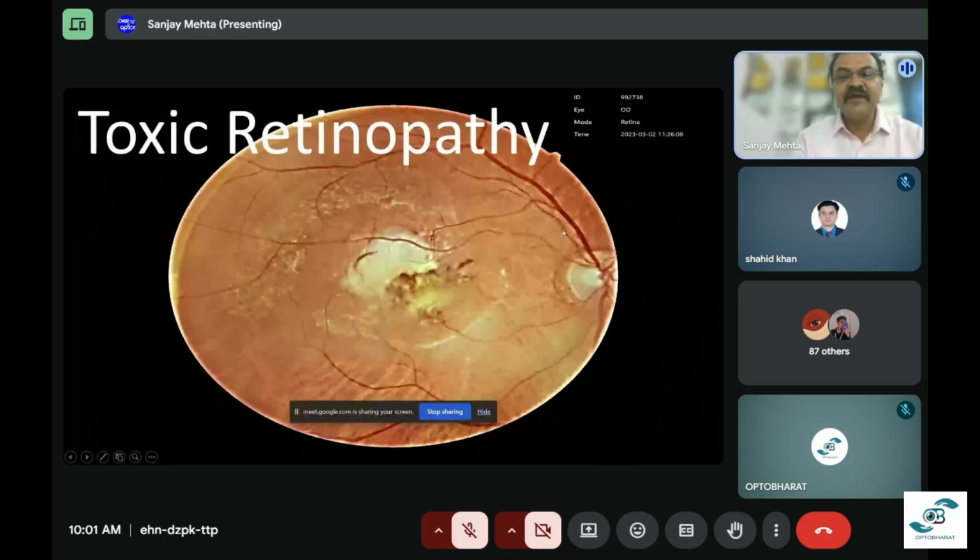One more striking feature you can see is this prominent vein here. Whenever there is a prominent vein, what does it mean? Actually, it means that there is a disturbance in the retinal vasculature flow, everything.